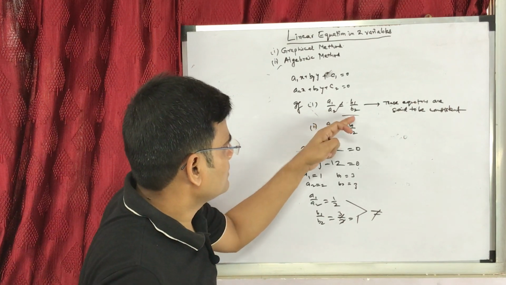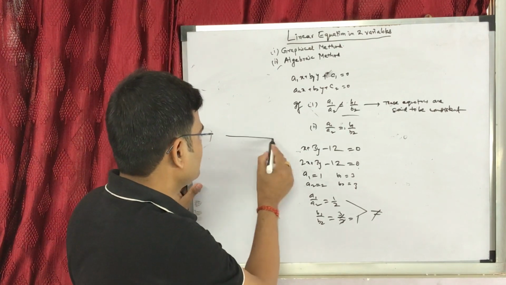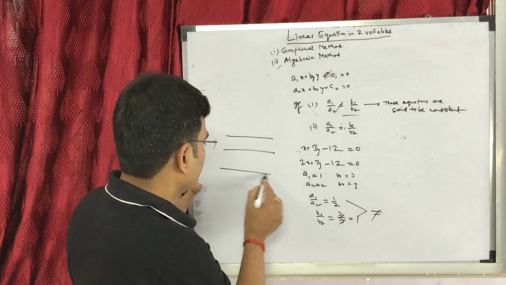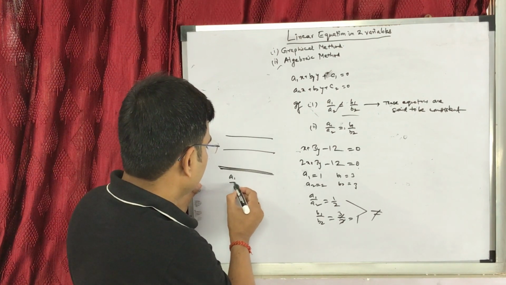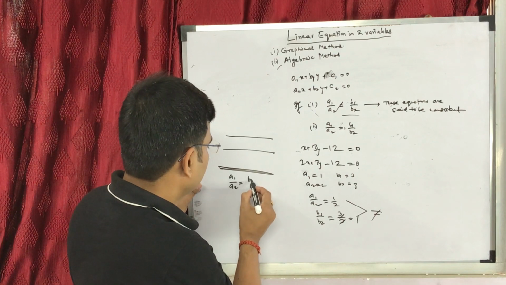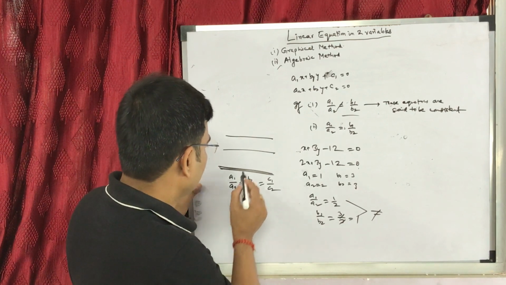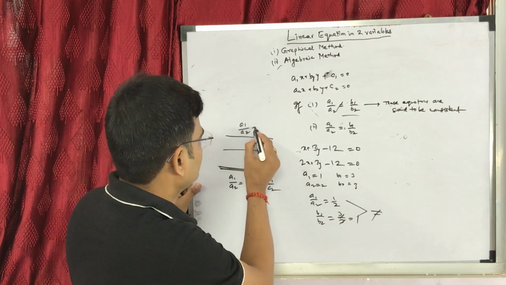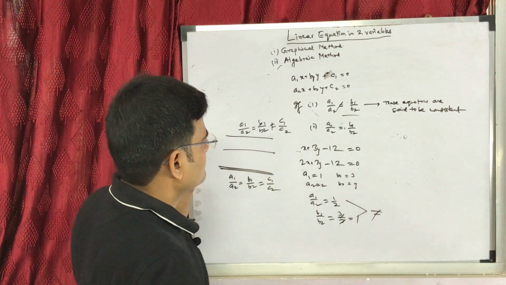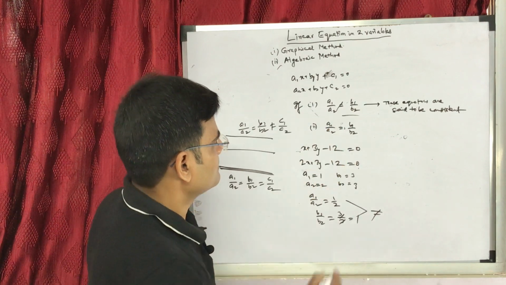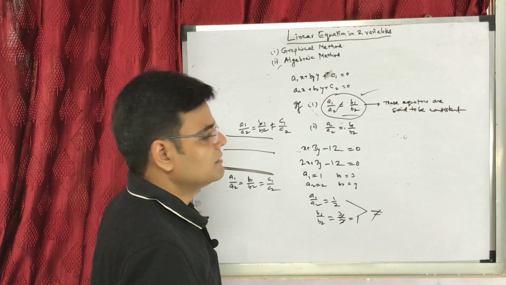So if a1 by a2 not equal to b1 by b2, you will get a solution. The lines will intersect each other. I said either the lines will be parallel or they are coincident lines lying over each other. So that case is a1 by a2 equals b1 by b2 equals c1 by c2. And if they are parallel, the condition is a1 by a2 equals b1 by b2 not equal to c1 by c2. So these are the three conditions. Either a1 by a2 not equal to b1 by b2, this is the best case scenario where you get a solution.